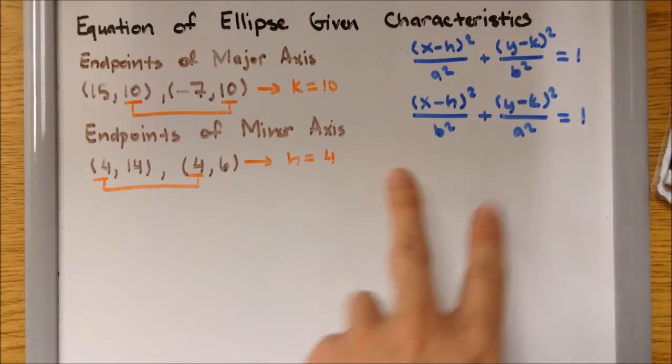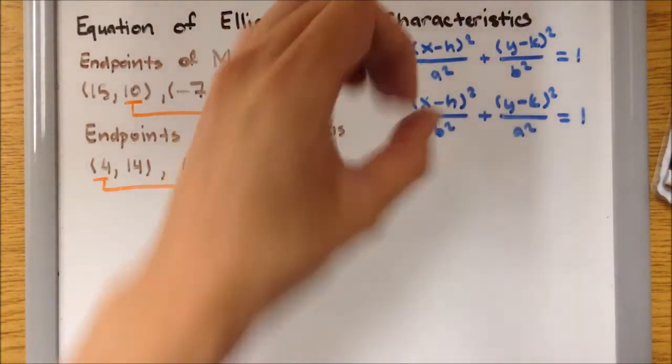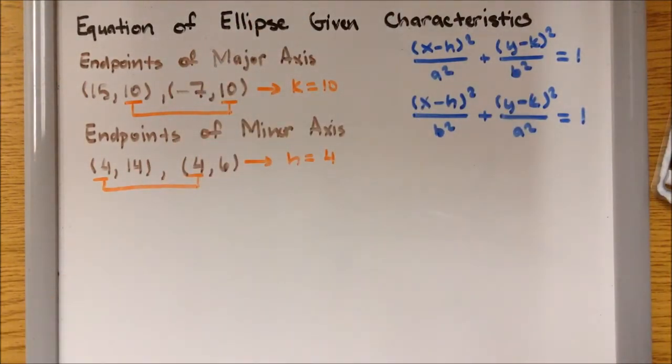Now we need to find the values for a squared and b squared, but we don't know which form to use yet. I'll talk about that after we find our b squared and our a squared values. In order to determine them, we have to find the distance between these two endpoints for the major axis and the minor axis, and then take half of it. So let's work them out.